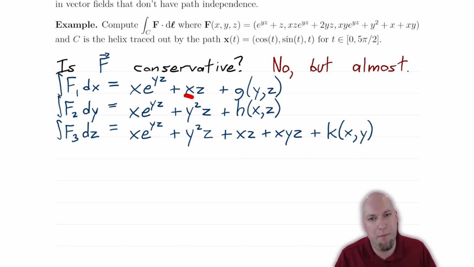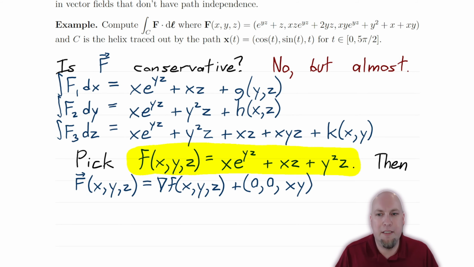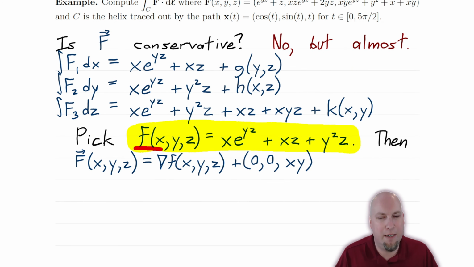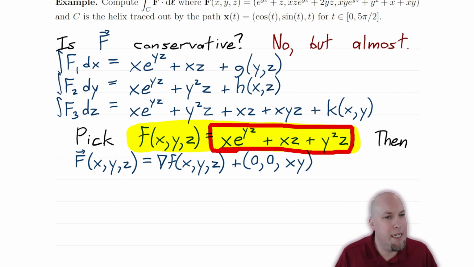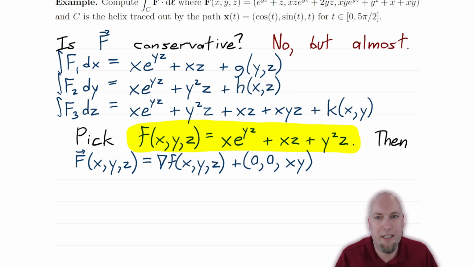Like it'll give me this term and the xz and the y squared z. Okay, so why don't I define a potential function like this? I say, okay, little f, how about it's this thing here? Because when I take partial derivatives of this, it's going to give me this term and this term and this term and this term and this one. The only term it doesn't give me is this xyz here.